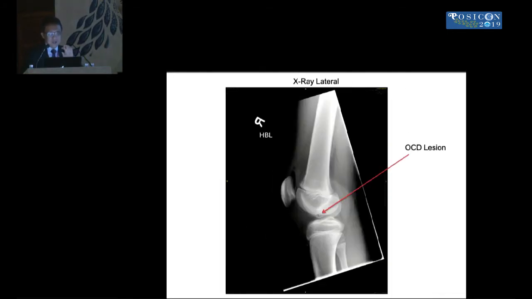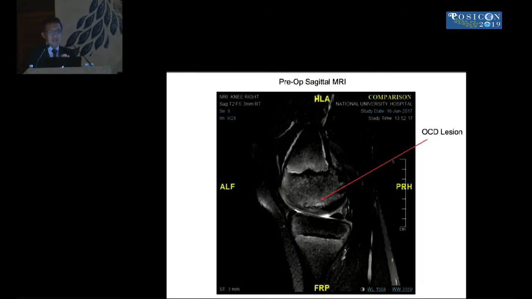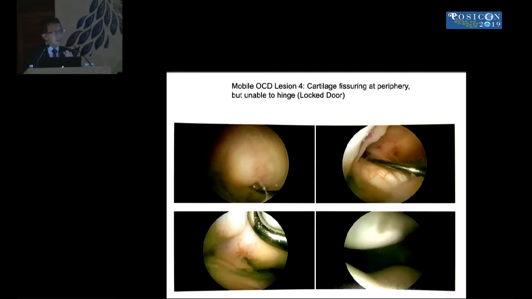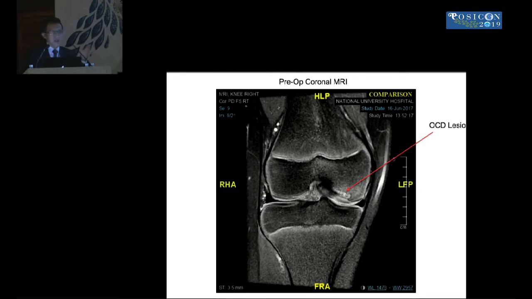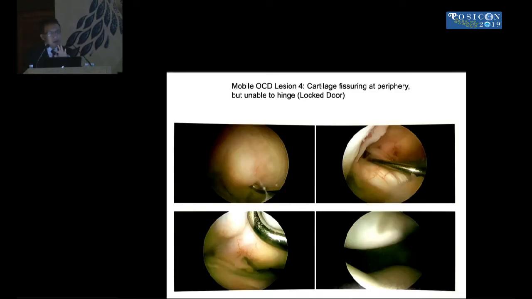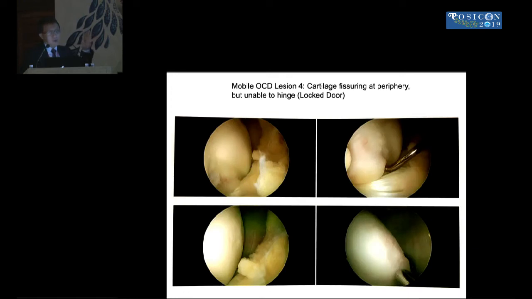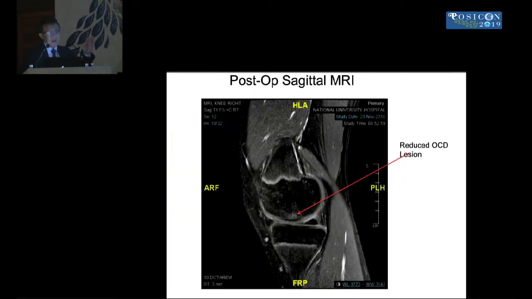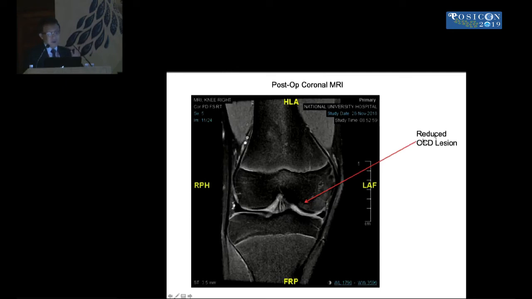Let me skip the next case and jump to this one. Just a quick show of the lesion here. There's a locked door, but interestingly it's very hard, so it's not as mobile as you thought when we probe it. In this case, I did the bone marrow aspirate and drilling, and it did very well. I think the quality of the cartilage when you probe probably means a lot, even though you see a so-called locked door phenomenon, supposedly mobile, but they are not.